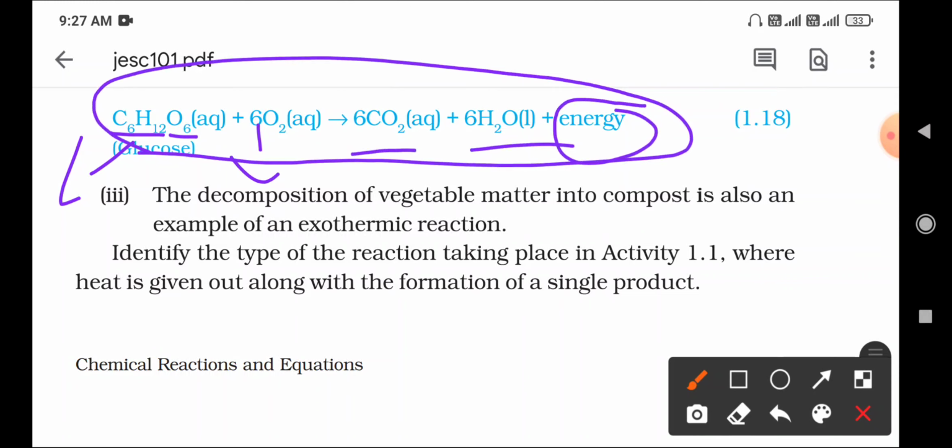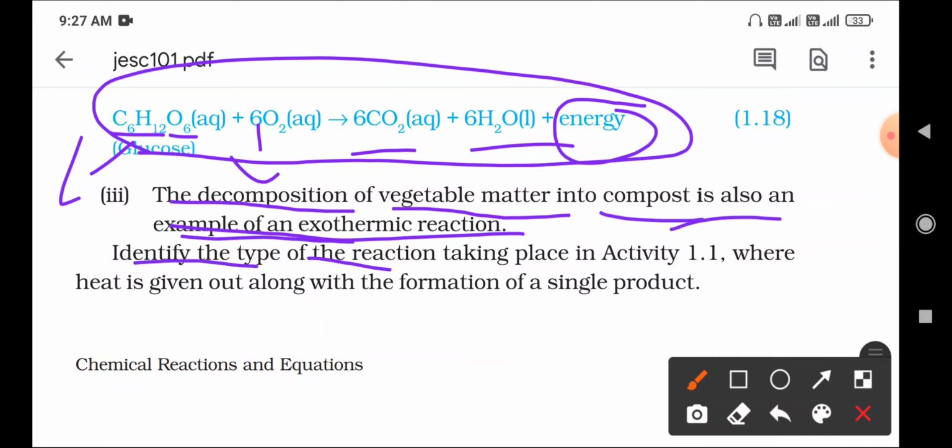The decomposition of vegetable matter into compost is also an example of exothermic reaction. Decomposition means breakdown. What is breaking down here? Vegetable matter into compost, a soil-like form. So that is used as an example of exothermic reaction.